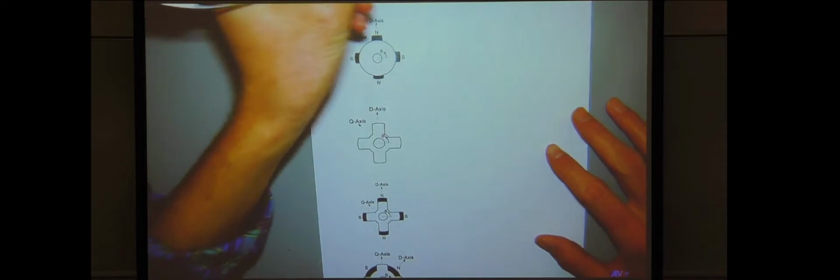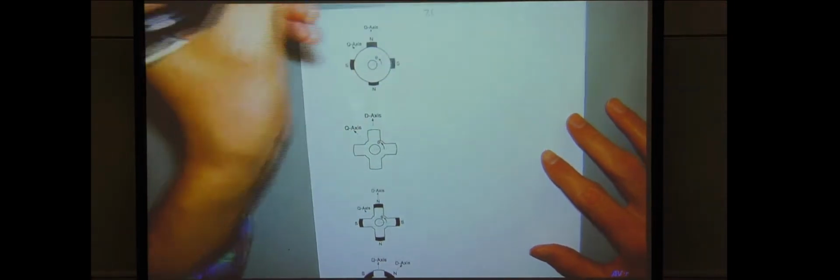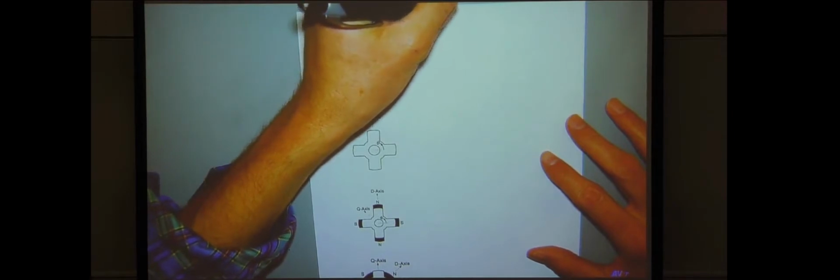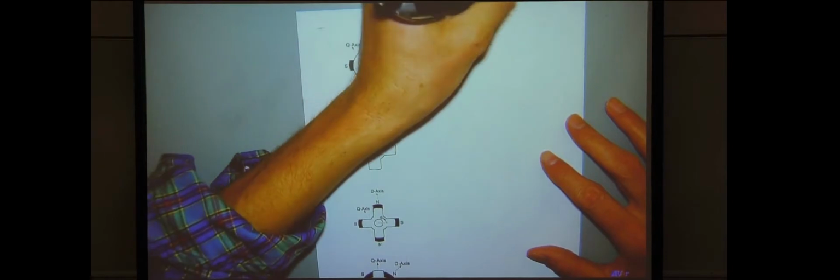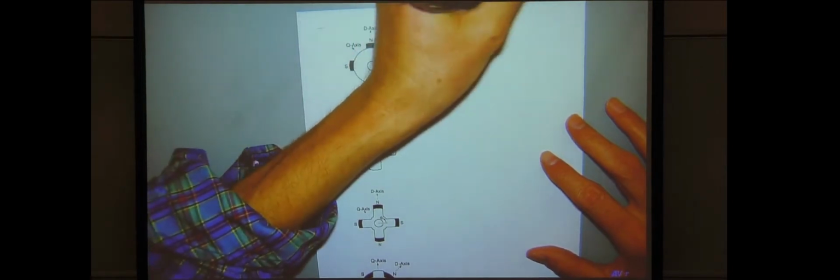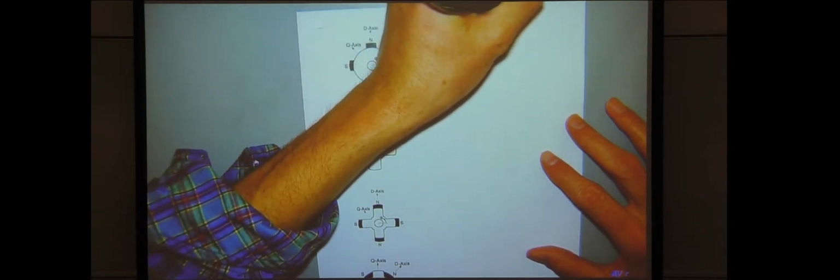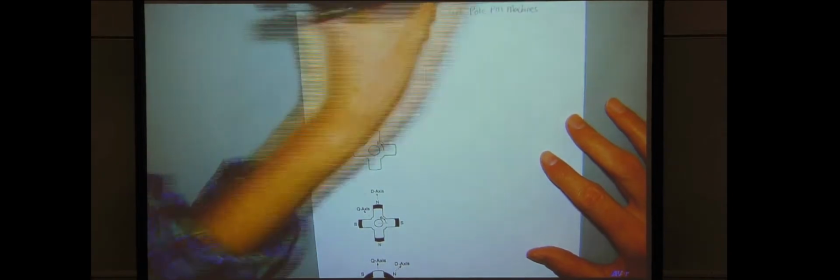Actually, let's put a heading. So this would be 7.6 Salient Pole PM machines. So salient means sticking out, basically.